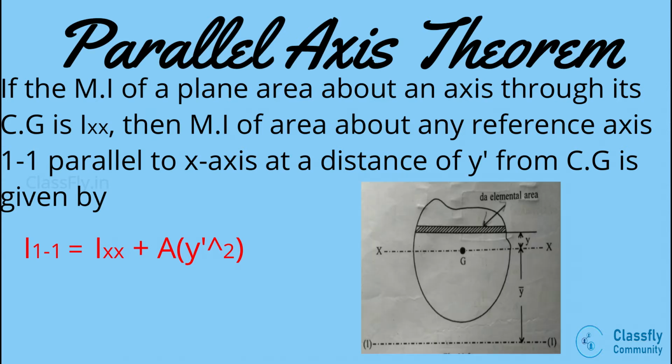Consider the following figure. Hence, the theorem states that if Ixx is the moment of inertia of the given body about an axis, say xx, which passes through its center of gravity, CG, then the moment of inertia about a reference axis, say 1-1, which lies at a distance of y bar from the xx axis and is parallel to it, will be given by the sum of the moment of inertia about the x-axis and the product of the area of the body and the square of the distance of the reference axis from the x-axis. Hence, I11 is equal to Ixx plus A y bar the whole square.